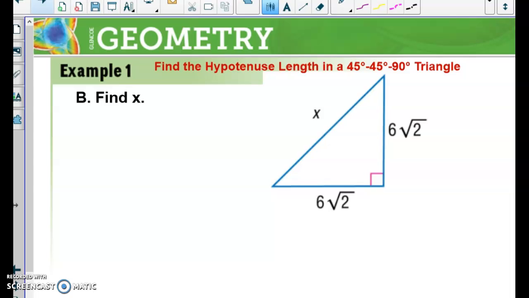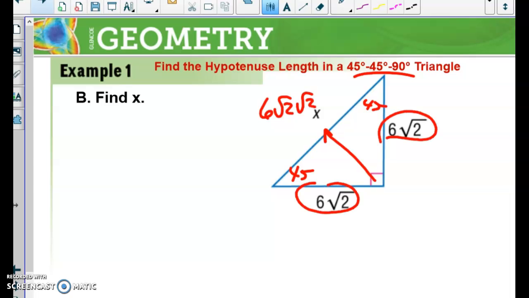Same deal here. If we know that it's a 45, 45, 90, then the hypotenuse has to be the square root of 2 times what the side lengths are. Even if they have radicals in them, you have to multiply. Square root of 2 times square root of 2 is the same as square root of 4, which is 2, which gives us 12. So the side length is 12.